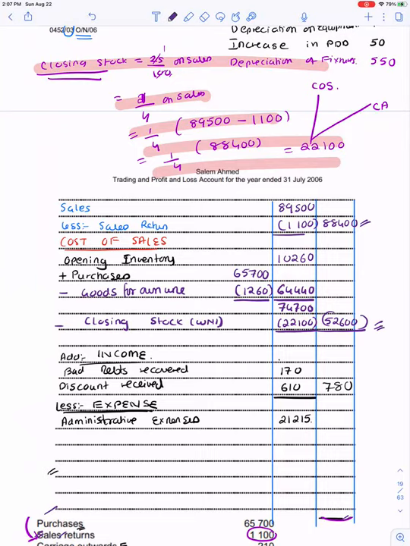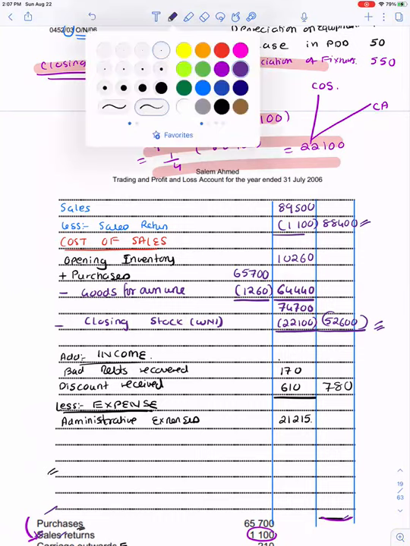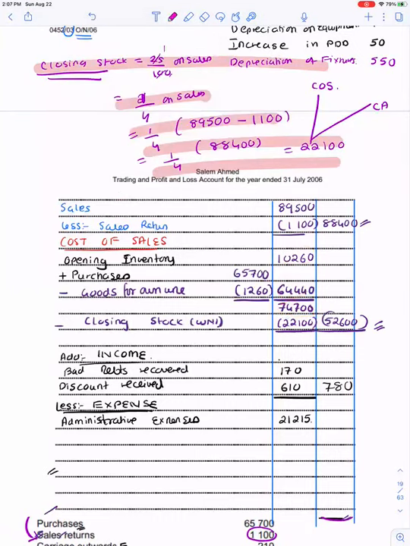So minus and get the answer. I'm getting an answer of 35,800. This is nothing but my gross profit. Check with the figures. Your opening inventory is 10,260. Purchases was 65,700, 64,400. And closing stock. Closing inventory is how much?